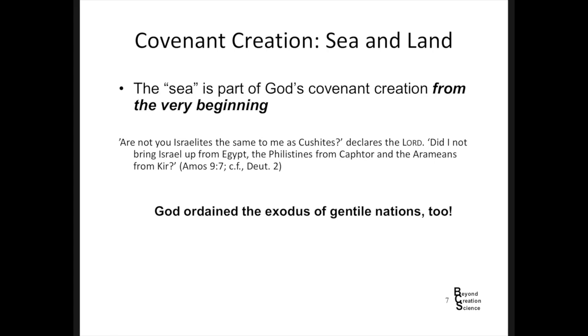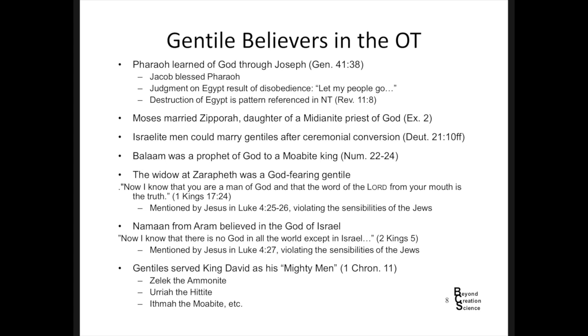So, consider these representative examples of Gentile believers, how God interacts with Gentiles in the Old Testament. Pharaoh learned of God through Joseph, and Jacob blessed Pharaoh. In fact, judgment on Egypt, I believe, at the Exodus came as a result of the failure of Egypt to listen to God's word. What does Moses, the prophet, go to Pharaoh and say? He says, let my people go. That was God's word to Egypt. And yet Egypt had a knowledge of God through Joseph. And so Egypt is judged based on their past experience. Their knowledge of God is really the background of that judgment and also the other prophecies against Egypt. And we also see this coming back up in the New Testament with Revelation chapter 11. It's a pattern of judgment.